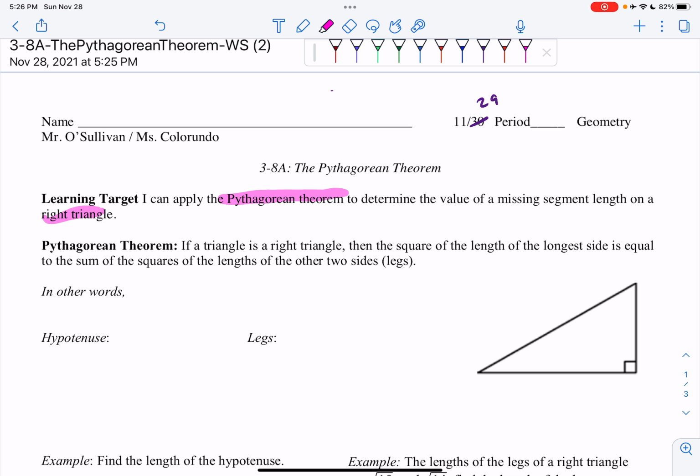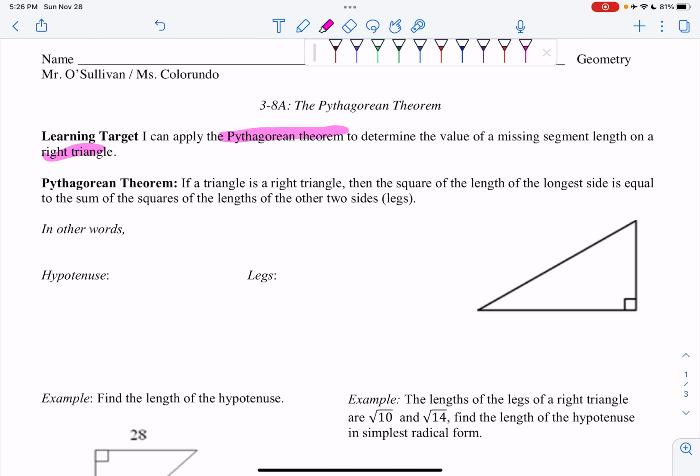So the Pythagorean theorem states that if a triangle is a right triangle, then the square of the length of the longest side is equal to the sum of the squares of the lengths of the two other sides, your legs. That's a lot of mumbo-jumbo jargon. In other words, the way you've seen this in middle school is a squared plus b squared equals c squared. Now, your hypotenuse is c, and your legs are a and b. Now, it doesn't matter which leg you make A or which leg you make B, as long as you don't make your hypotenuse one of those values.